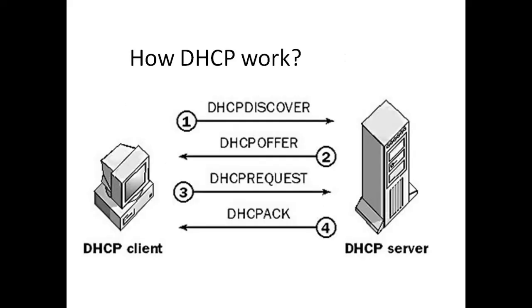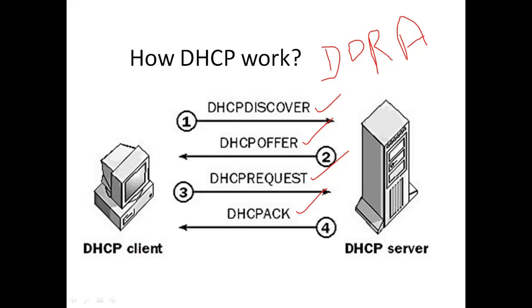Let's talk about how DHCP works. So DHCP works in a DORA process. You can see DHCP works in a DORA process. D for discover, and then O for offer, and R for request, and A for acknowledgement.